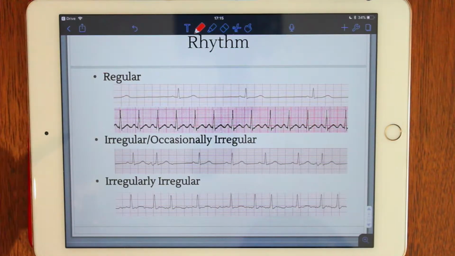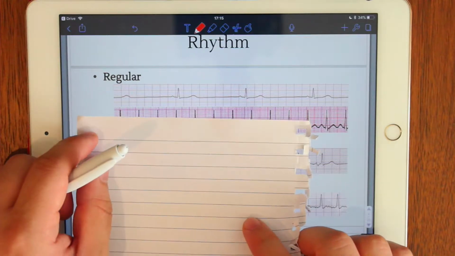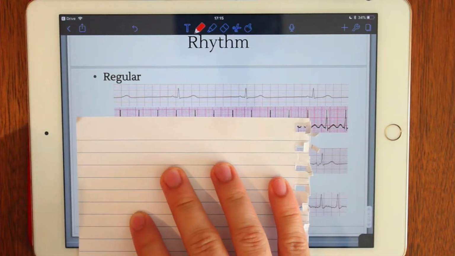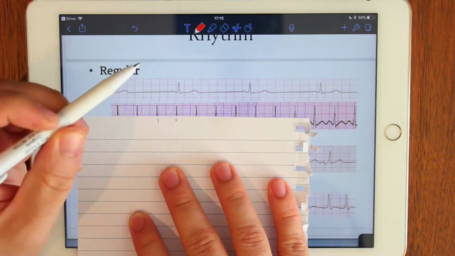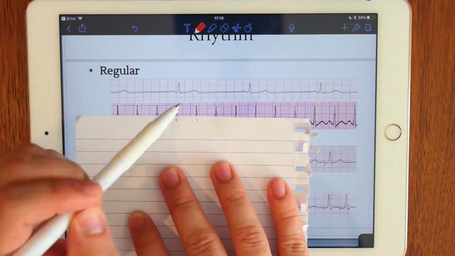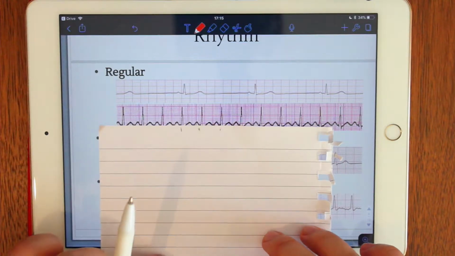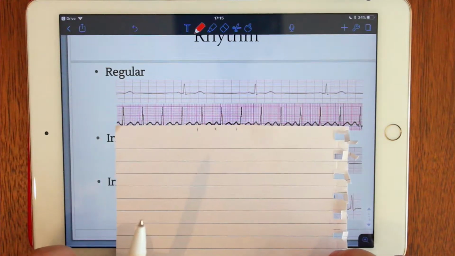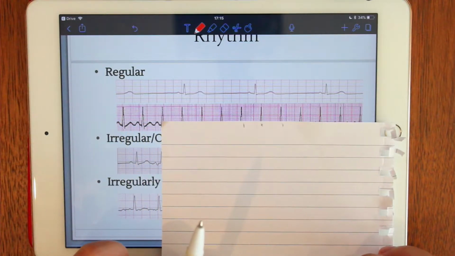The way to verify that a rhythm is regular is to use the paper method. So you take a piece of paper like this and mark off 3 subsequent R waves. And then you take those marks and then you slide them from beat to beat. And if they line up, then you know that that's regular.